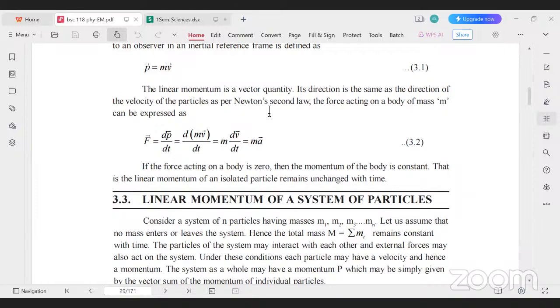And that is sigma mi, which is nothing but the total mass of the system. So it remains constant with time. The particles of the system may interact with each other, and an external force may also act on the system. As I told you, the particles of the system may interact with each other.